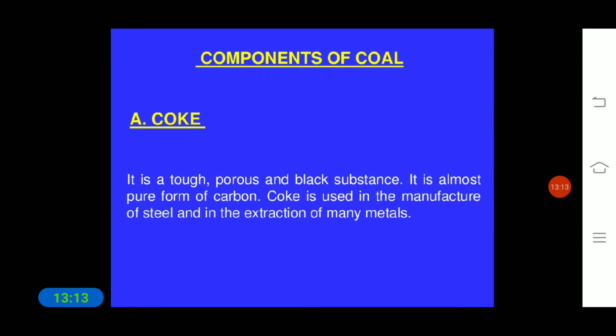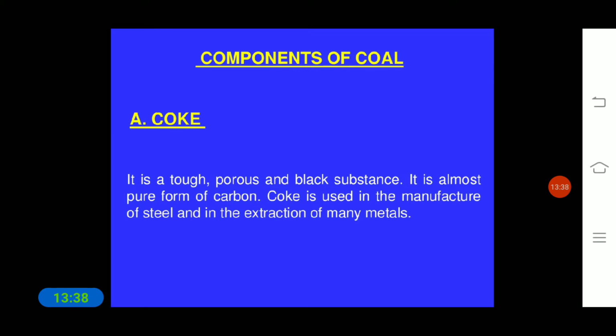The first one is coke. Coke is one of the products or components of coal. Coke is a tough, porous substance. Porous means what? It has holes. It is a black substance and it is almost a pure form of carbon.